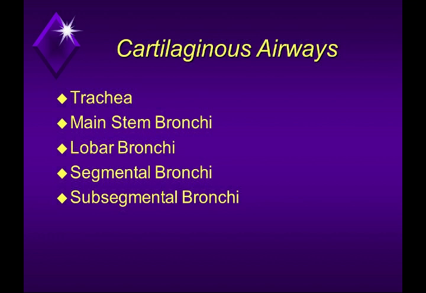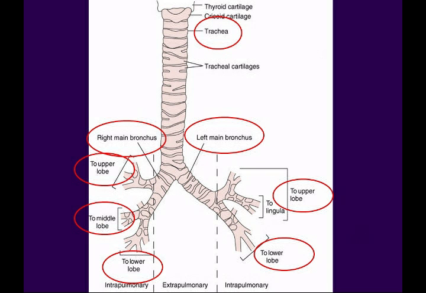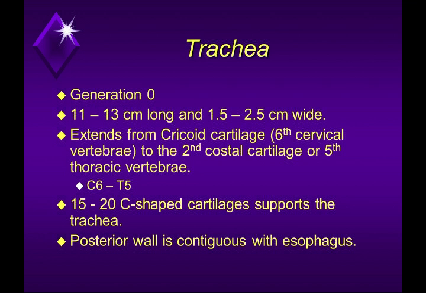Okay, cartilaginous airways, your primary ones that we deal with here. Going to look at the trachea, then branching into two main stem bronchi, branching into lobar bronchi, and eventually branching into segmental bronchi. Let's talk about the trachea first, where we start from. Somewhere around 11 to 13 centimeters long, and probably 1.5 to 2.5 centimeters wide, so about the size of a quarter.